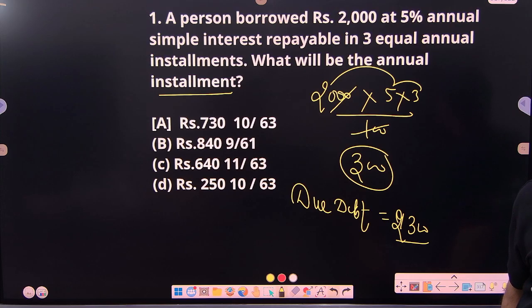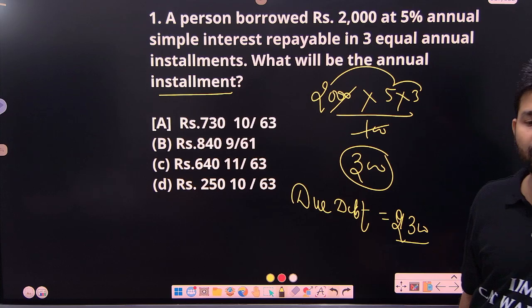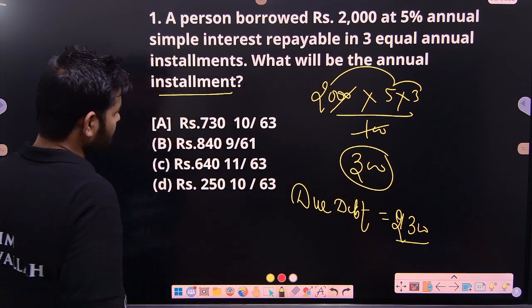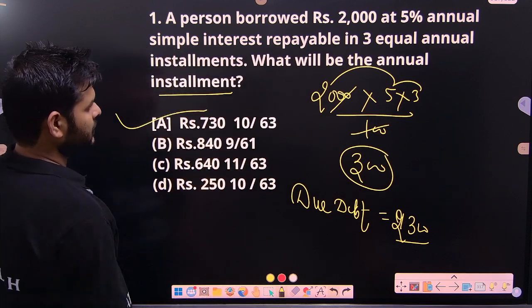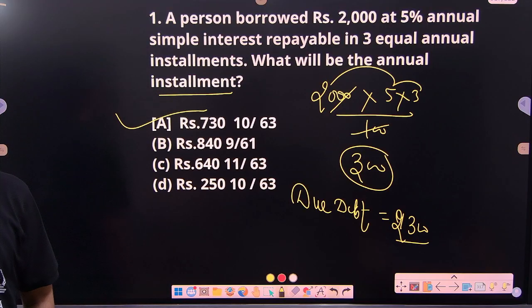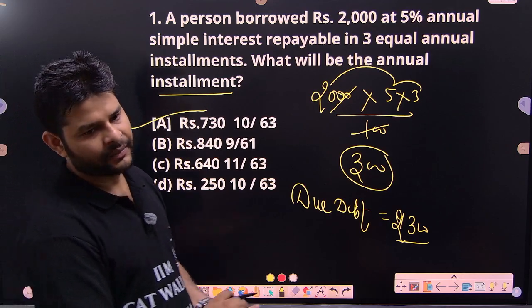Guys, plug in the formula, get the answer. You can use the calculator. You will get the calculator in the CAT exam. So first you need to find the due debt. Due debt means the amount, the principal and simple interest. And that will be the due debt, and for due debt we know the formula. Got it? So that's your last step.